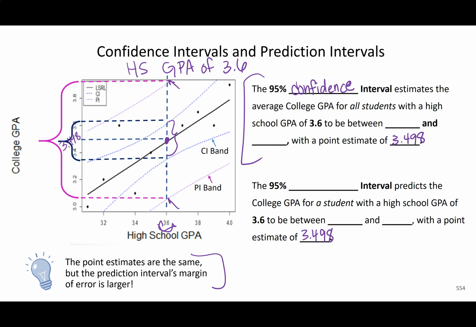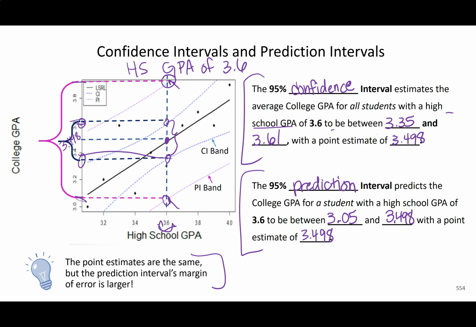So with a high school GPA of 3.6 to be between, and I'm looking here and here, so I have R, so between 3.35 and 3.61. That's roughly where these will line up. If you plug into R, that's what they'll give you. So then looking here, the 95% blank interval predicts the college GPA, so not the average, just the college GPA for a single student. So this is going to be a prediction interval. With a high school GPA of 3.6, now I'm looking for this value and this value, like where they line up here.